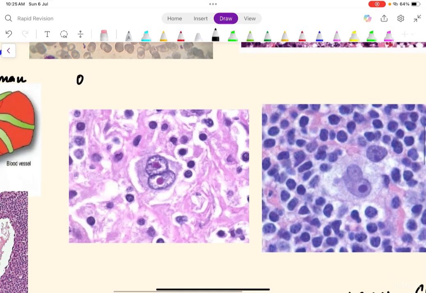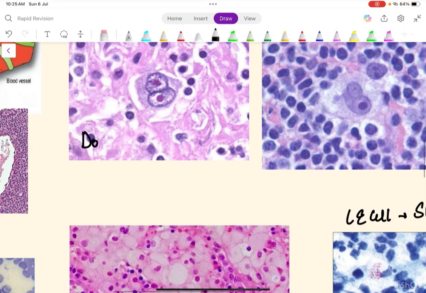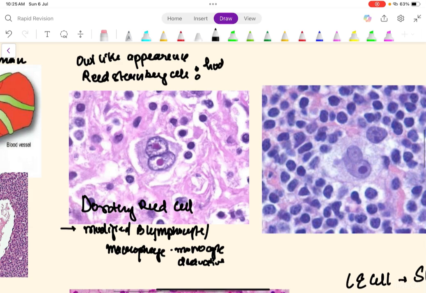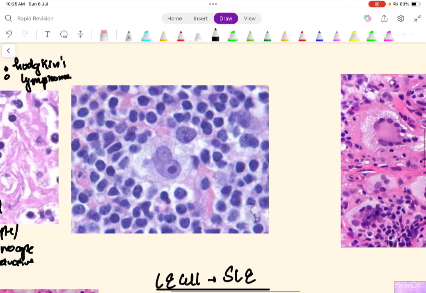Now look at this. This is our owl-like appearance, and this is the Reed-Sternberg cell. It is also called Dorothy Reed cell. It is nothing but a modified B lymphocyte, or a macrophage monocyte derivative. Now you should know where it is present. It is seen in Hodgkin's lymphoma. Okay, now let's go through another variety.